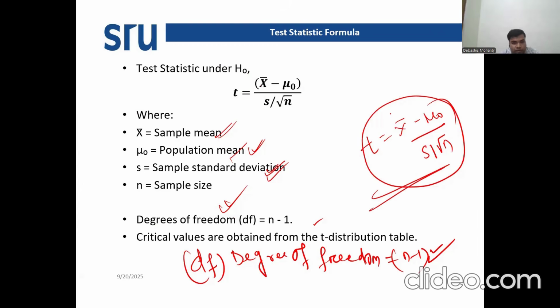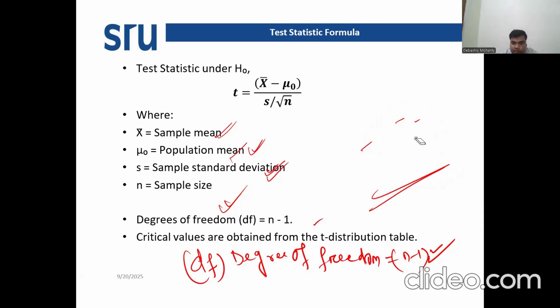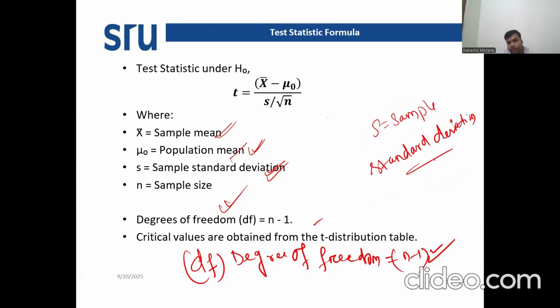So X bar is the sample mean, don't be confused, and mu naught is the population mean. So what is the difference? When the sample is given, it means sample mean. When the population is given, it means population mean. Right? And S is the sample standard deviation. Already the standard deviation will be given in the question. Either variance may be given. So if variance is given, we can find the standard deviation by the square root of the variance. And n is the sample size. So whatever sample size we are taking, we can determine by the n value.